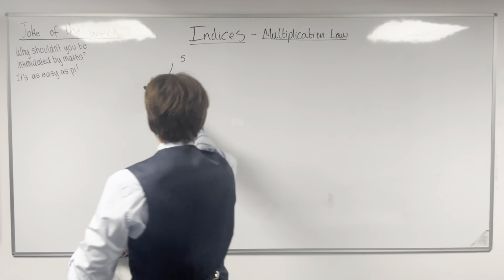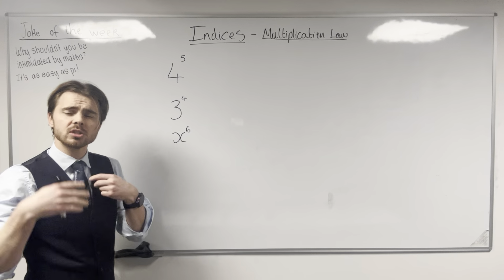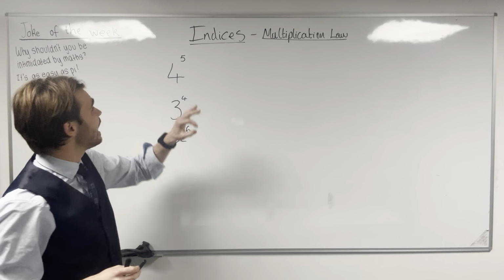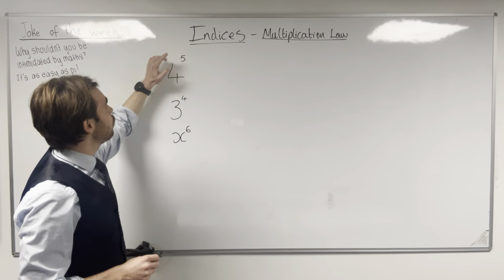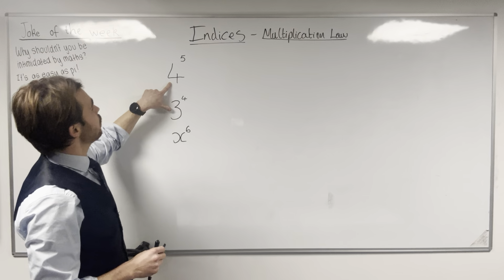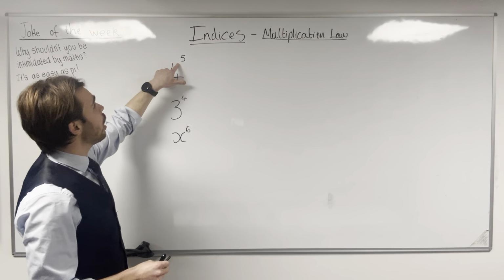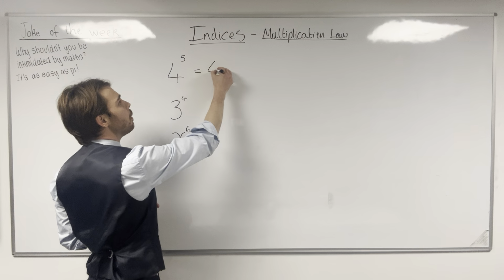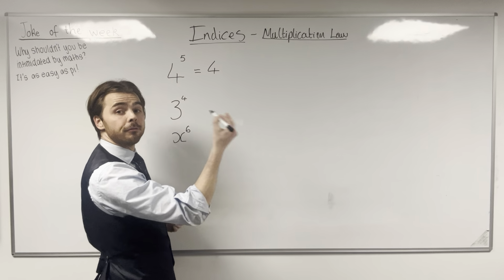Today we are going to be working on some indices. So we're going to start off with these three things here. I'm just going to remind you what this means. We are looking at powers. Now they are often little numbers above what we call a base number. This one says 4 to the power of 5. Now what that really means is 4 multiplied by itself 5 times.